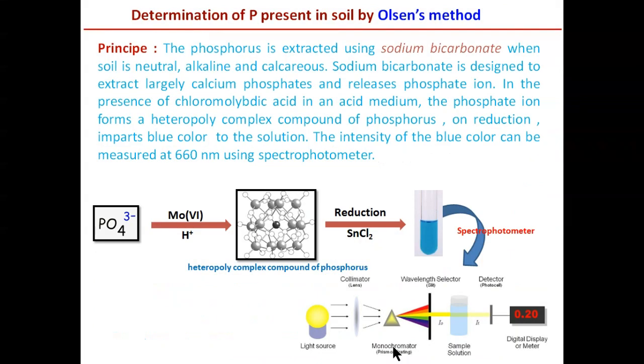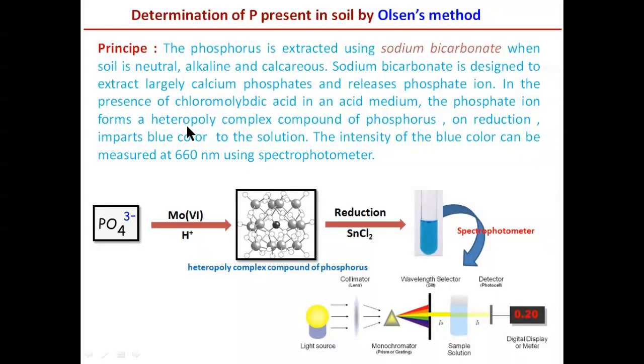The second method came into existence because the Bray method has a limitation: it is meant for analysis of phosphorus in acidic soils. But this Olsen method can be used to determine the phosphorus present in neutral or alkaline soils. So what is the principle here?